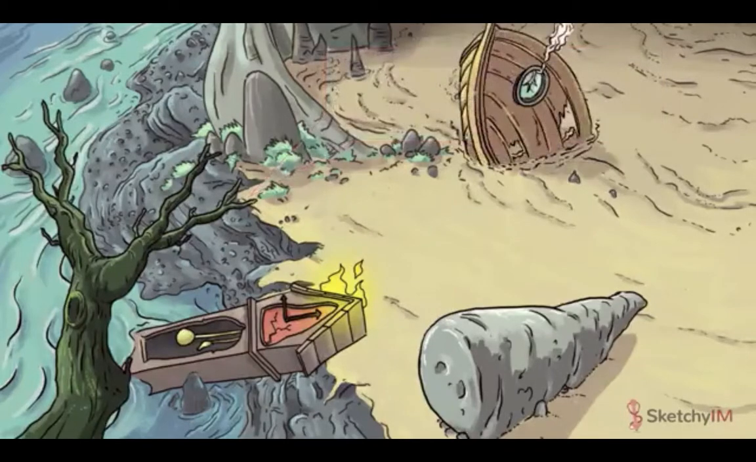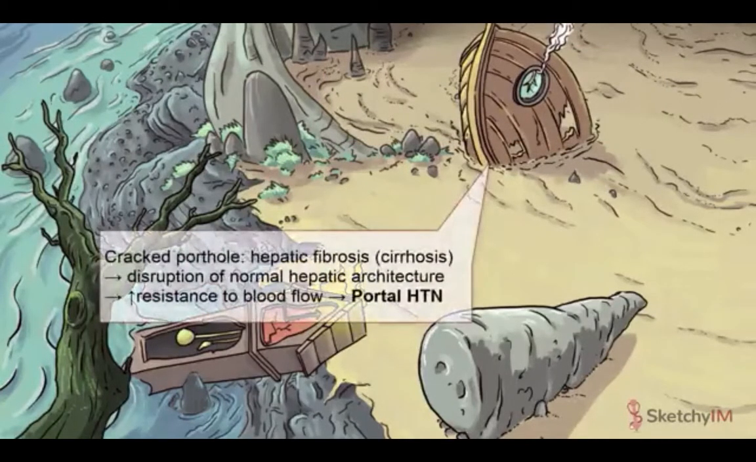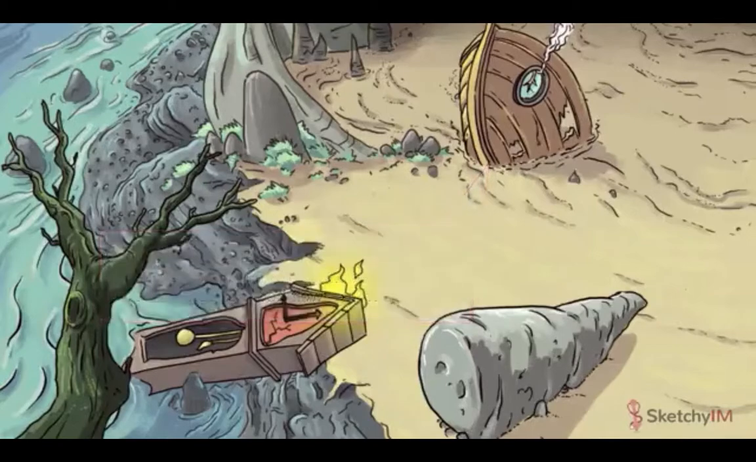Regardless of the underlying etiology, as cirrhosis develops, the distortion of normal liver anatomy leads to two clinically significant consequences. First, these changes result in increased resistance to blood flow through the liver, a condition known as portal hypertension, symbolized by that porthole cracking under the tension. Portal hypertension has widespread consequences throughout the body, which we'll illustrate later on in the sketch.